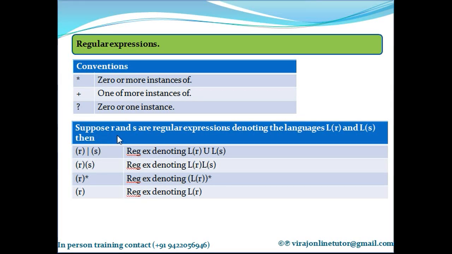Okay. Suppose R and S are different regular expressions denoting languages LR and LS. What is LR? LR is the language generated from regular expression R. That means it is the set of all strings which are generated by permutation and combination of regular expression R. Similarly, LS is the language generated from regular expression S. That means it is the set of strings which are generated from all permutations and combinations of regular expression S.